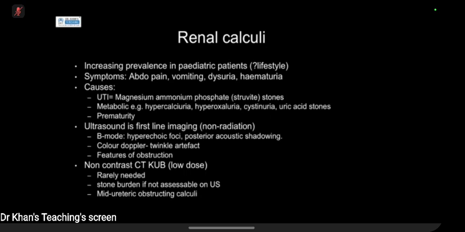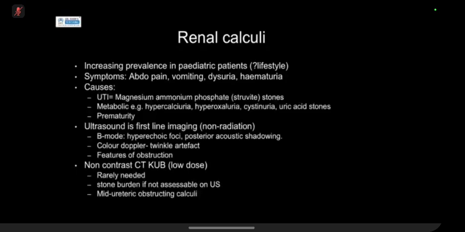So most causes are thought to be, depending on the type of stone, if it's UTI related, then they tend to get struvite stones, but you can also get metabolic causes such as hypercalciuria, hyperoxaluria, and cystinuria. So depending on the stone makeup, you can try and work out what you think is behind the renal calculi. There's also a high incidence of renal calculi in premature neonates than term neonates, and they think that's due to immaturity of the kidneys and immature function, or the medications that they're being given leading to increased renal calculi.